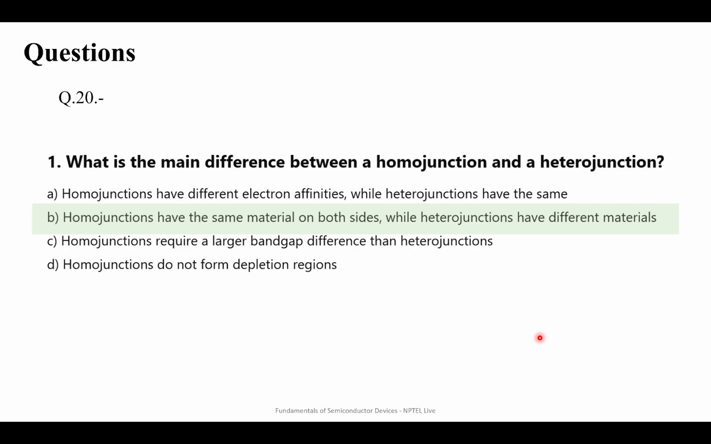If you are doing a p-type silicon and an n-type silicon, their junction would be called a homojunction because both are silicon. Even though there is a depletion region forming and all that, there will be a difference in the band alignment, but still it's called a homojunction because the material is the same. Whereas in a heterojunction you will have different materials. So on one side I am growing gallium nitride, on the other side I am growing aluminum nitride. So that is a heterojunction.